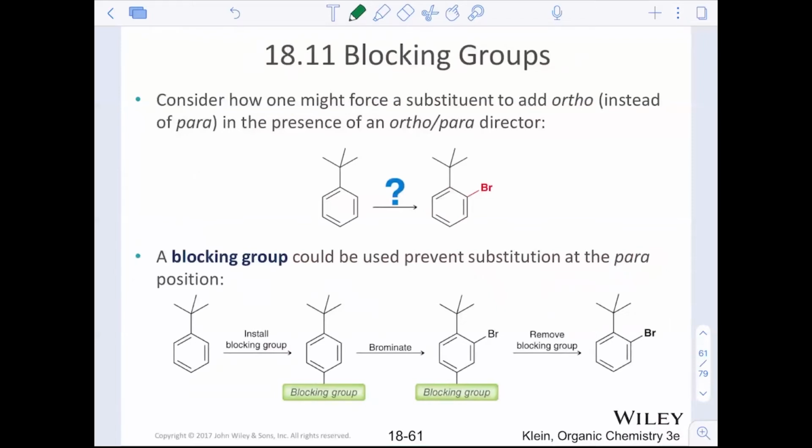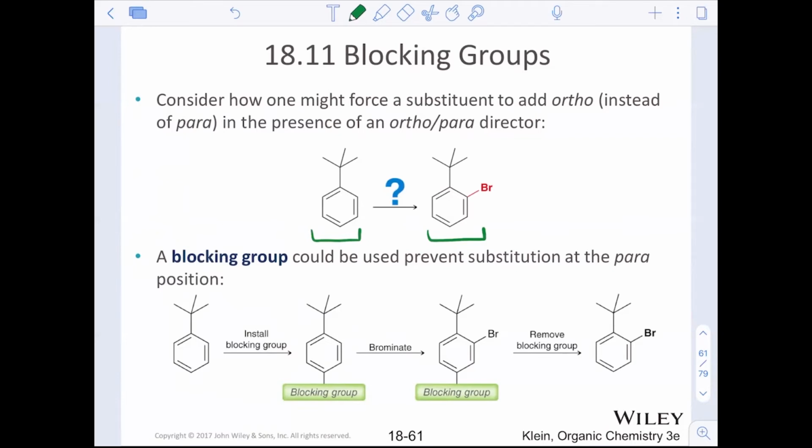Now, blocking groups. This is a synthetic style approach, right? This is going to be helpful when we start thinking about synthetic strategies. If you want to take this reactant and make this desired product, you can't just straight up do halogenation because para is the most predominant, right? You don't want to do that in a synthesis and just say, oh, I'll take the minor product, the ortho.